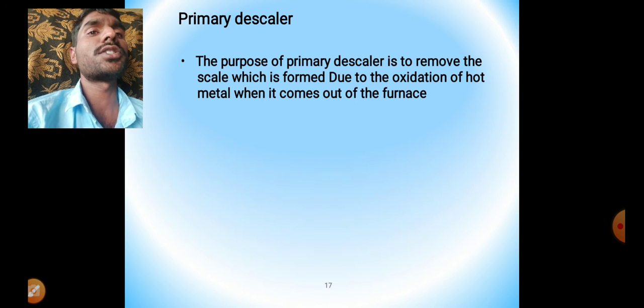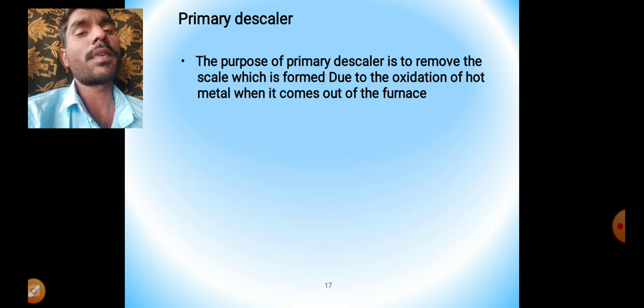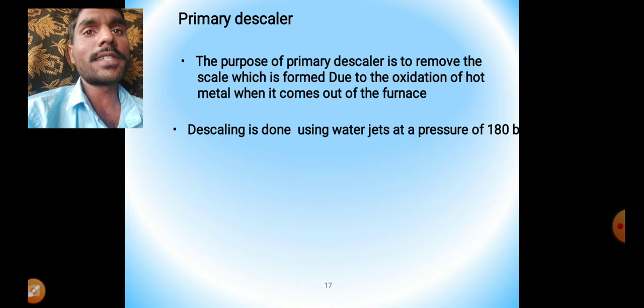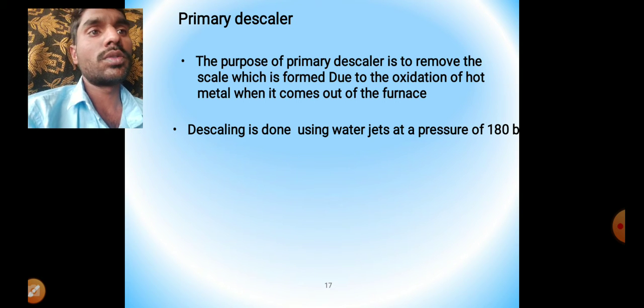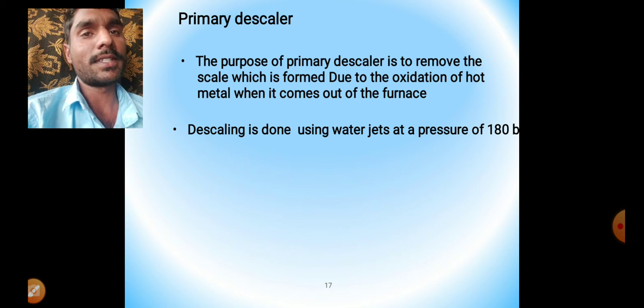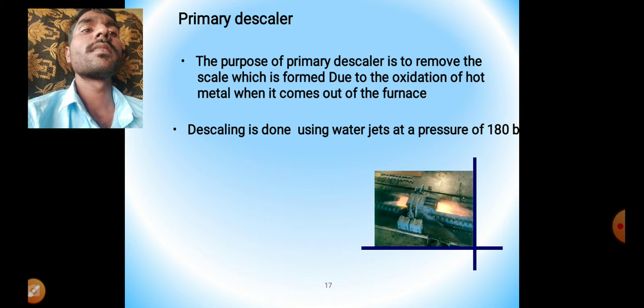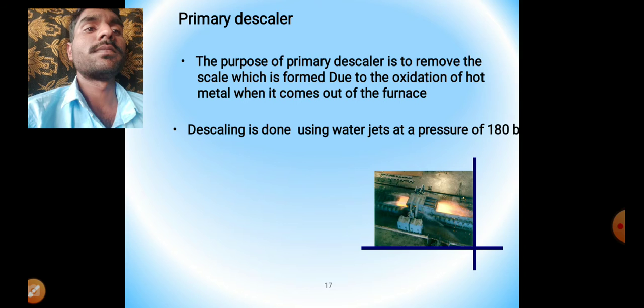The primary descaling system. The purpose of the primary descaling system is to remove the scale which is formed due to the oxidation of the hot metal when it comes out from the furnace. The descaling is done by using water jets at 180 bar. This is the primary descaling.